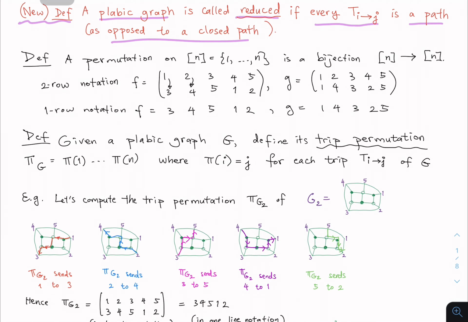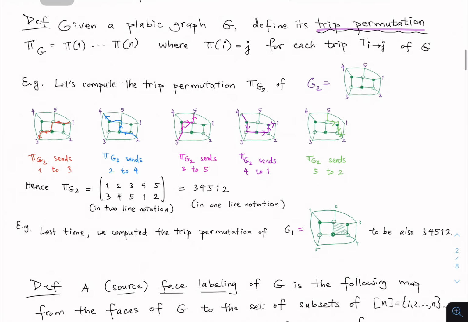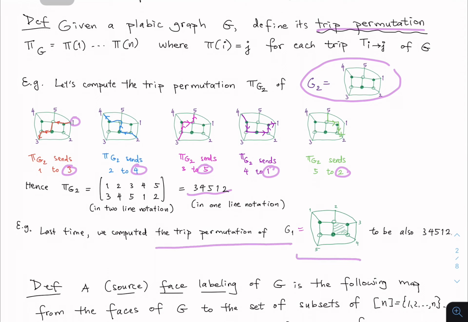And the definition of trip permutation is the same. So here I have done the trip permutation computation for the Plabic graph G2. I just check all of the trips from all i in 1 through n. And so I get 3, 4, 5, 1, 2 as my trip permutation in one line notation. And in the previous lecture, we computed the trip permutation for G1, and we have the same trip permutation.